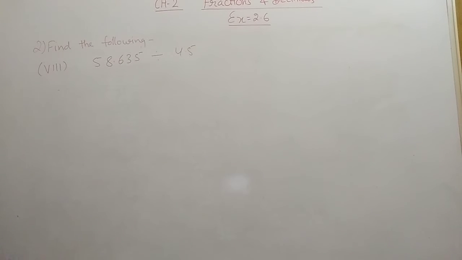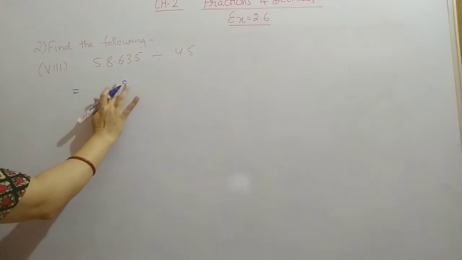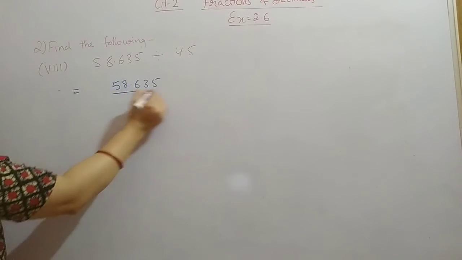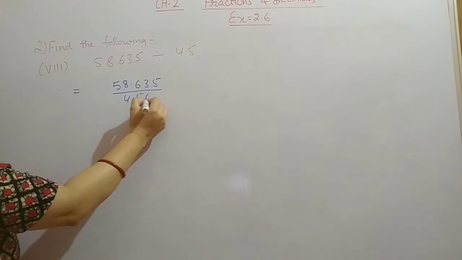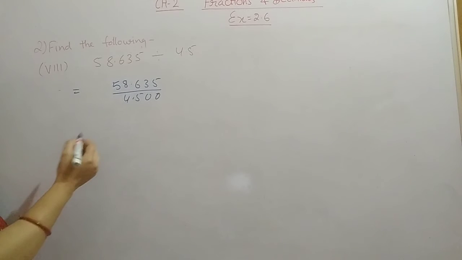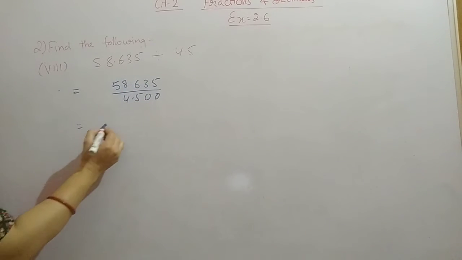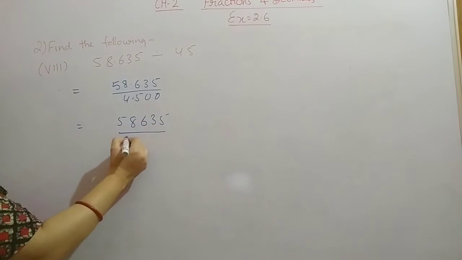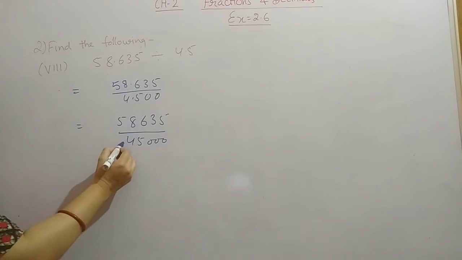Next one, 58.635 divided by 4.5. So first change it to the decimal. Include 2 zeros. So now it becomes 3 decimals here, 3 decimals down. So we can remove the decimal. Do the cancellation with the 5 table.